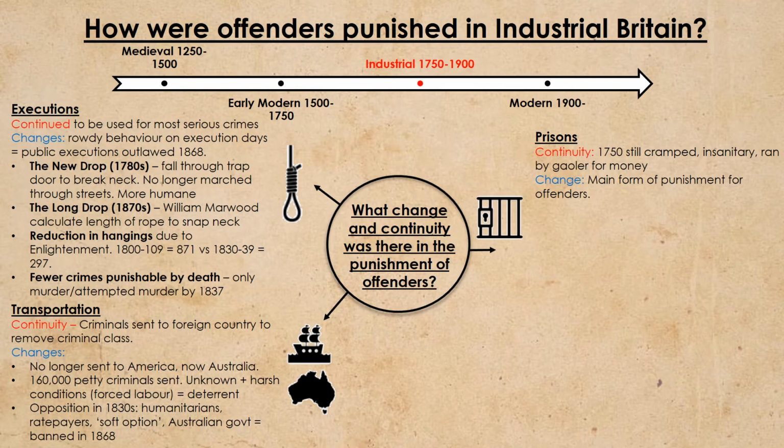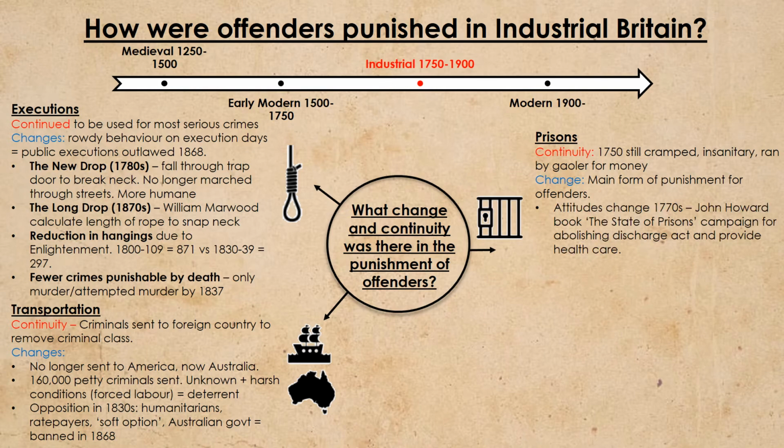It is during this time period that prisons become the main form of punishment for offenders. In the early modern and medieval times, jails had just been used to hold prisoners awaiting trial or those who were in debt. However, now they become the main form of punishment. Attitudes also start to change towards prisons in the 1770s.